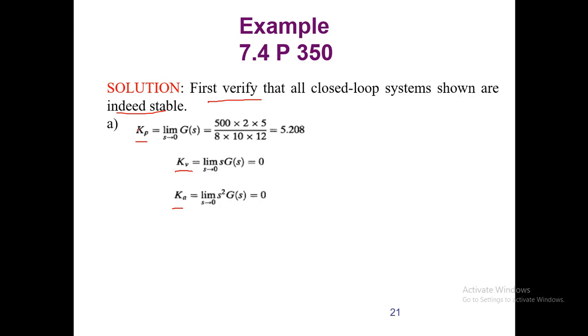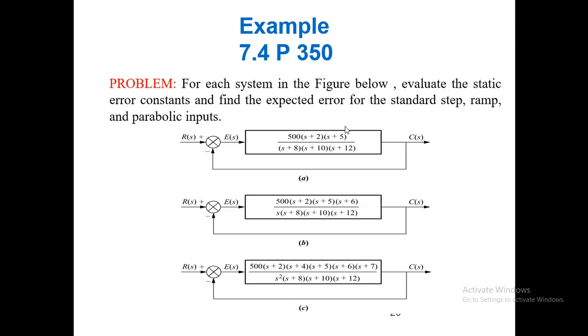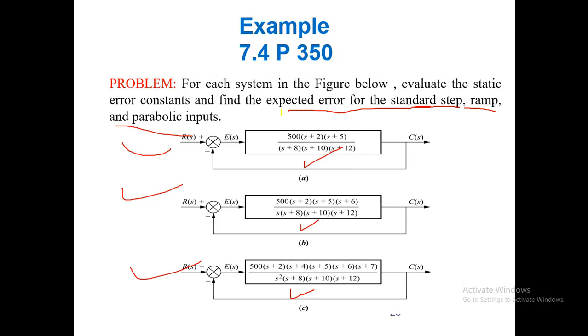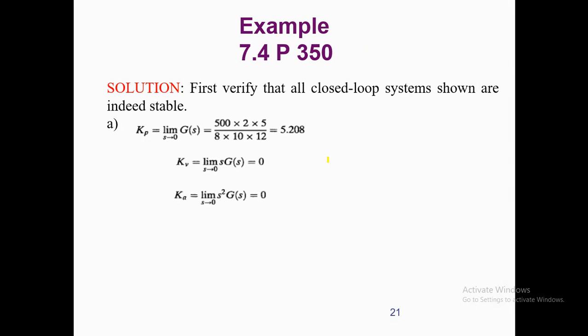For the first system, let me highlight it for you. For such a system, you have to find Kp, the position constant. The position constant is the limit of G(s) as s tends to 0. So if you put s equal to 0, you get Kp turns out to be 5.208.